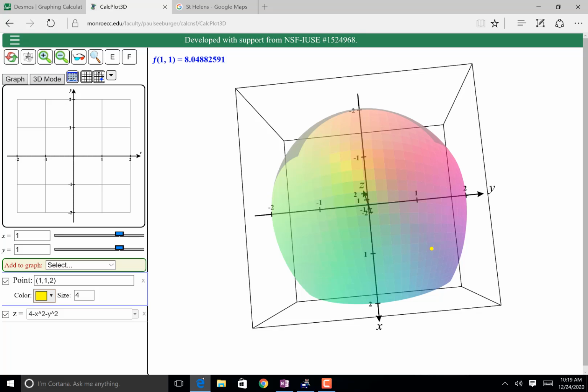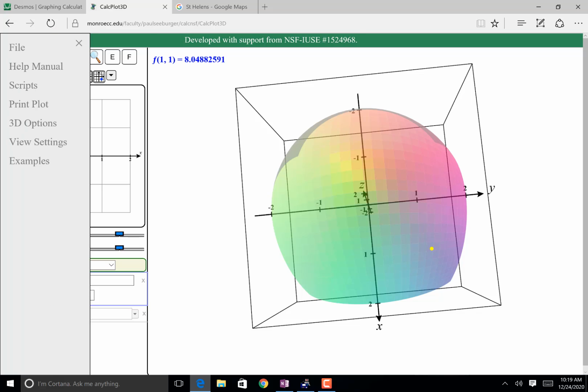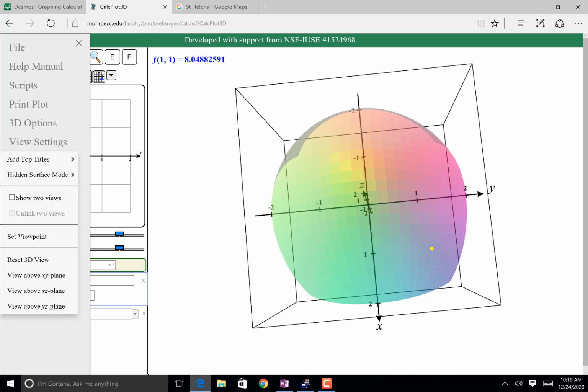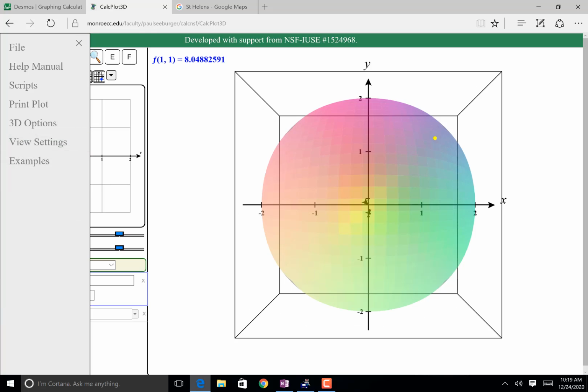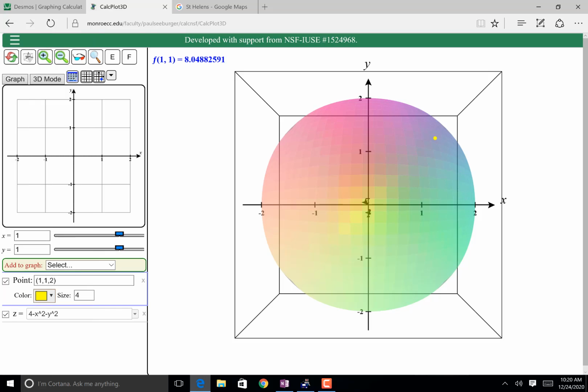Now, you can actually view it a little differently if you're capable. Right here, plot view settings. You can actually view it from above the XY plane. So looking down the XY plane, there we go. What do I need to do? I need to head towards the origin, which means I've got to go -1 in the X direction, -1 in the Y direction. That's the direction that my gradient will point, okay?